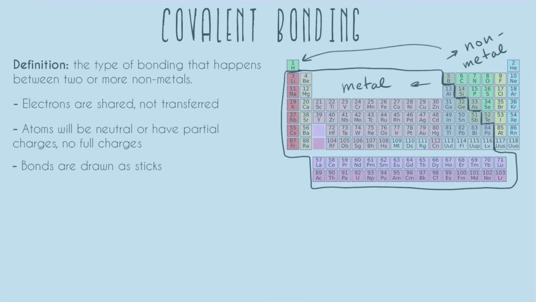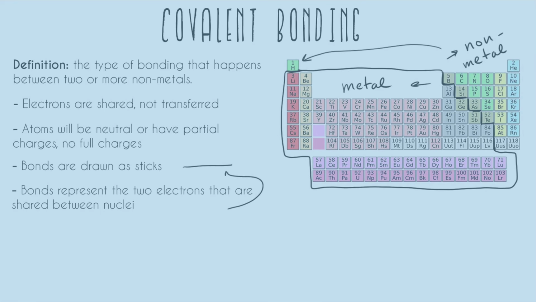Next, the bonds are drawn as sticks. When you're connecting two different atoms that happen to be in a covalent bond, you just connect it with a simple line like this. And then last in our definition, bonds represent the two electrons that are shared between the nuclei. So in covalent bonds, that stick, that bond, it really means something. It's not just there to show a connection, although it also does that. This stick literally equals 2 electrons.